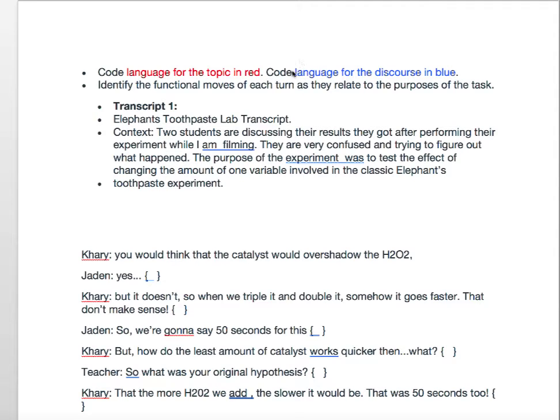A little more difficult is this language of the discourse, because that's the language that we use for the interaction in our classrooms when we do things like turn and talks. And language learners, if you want them to participate in the classroom, then they need more of this.